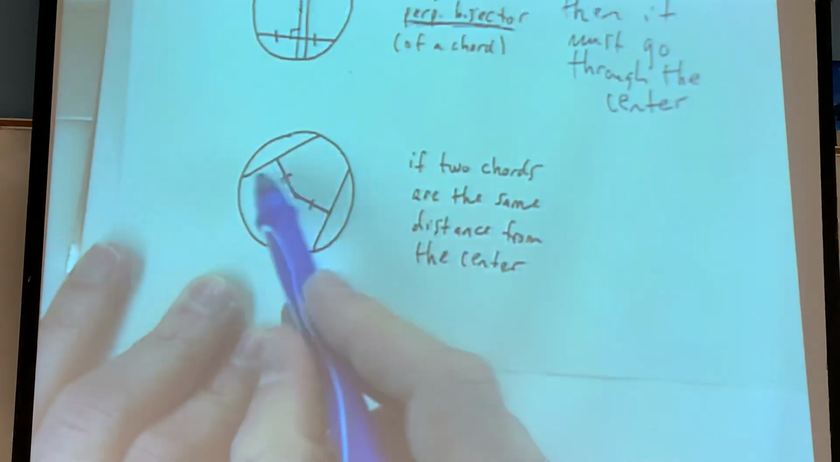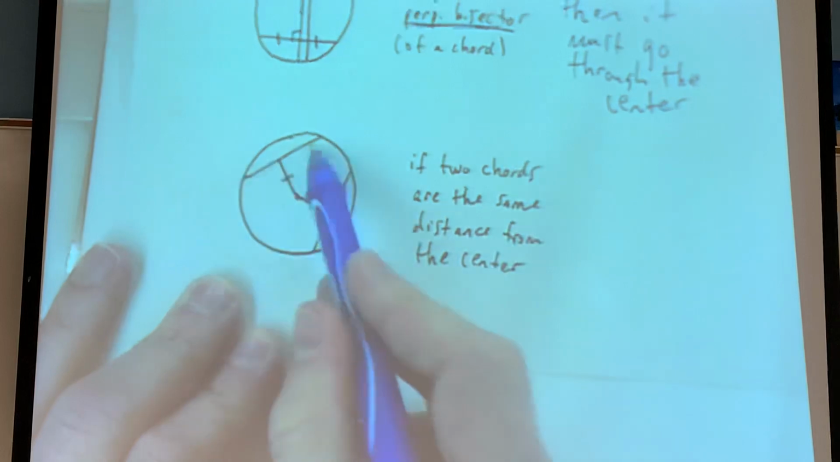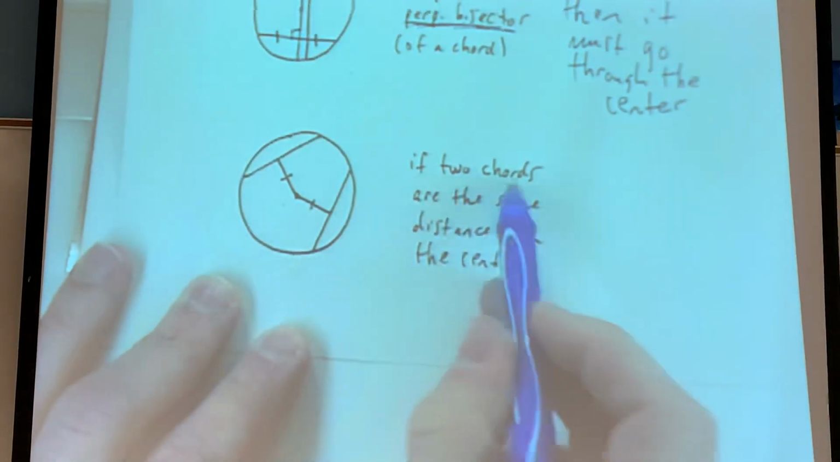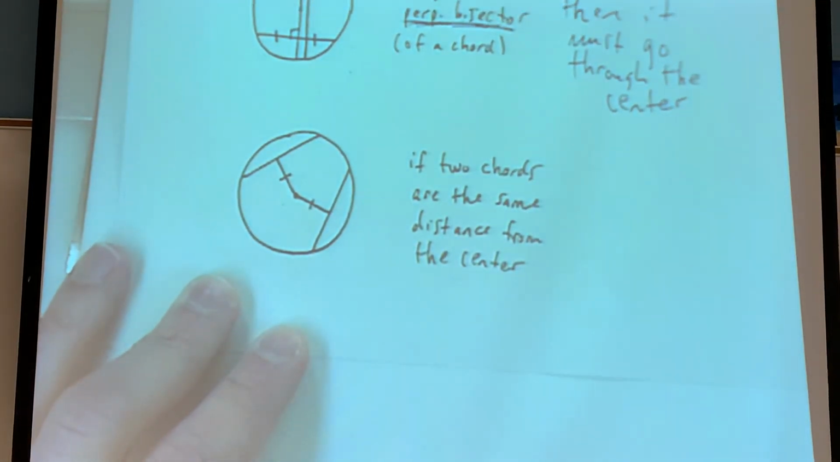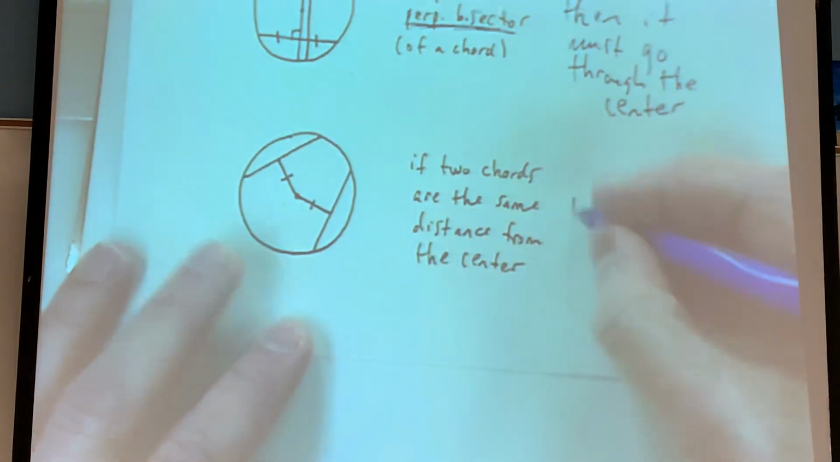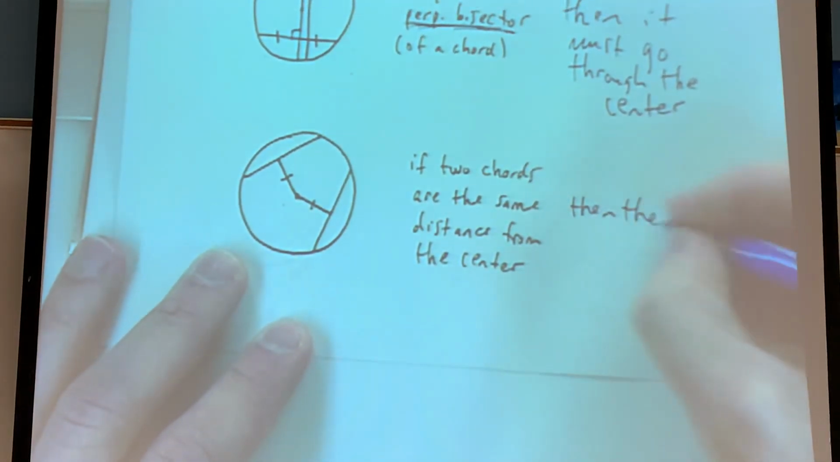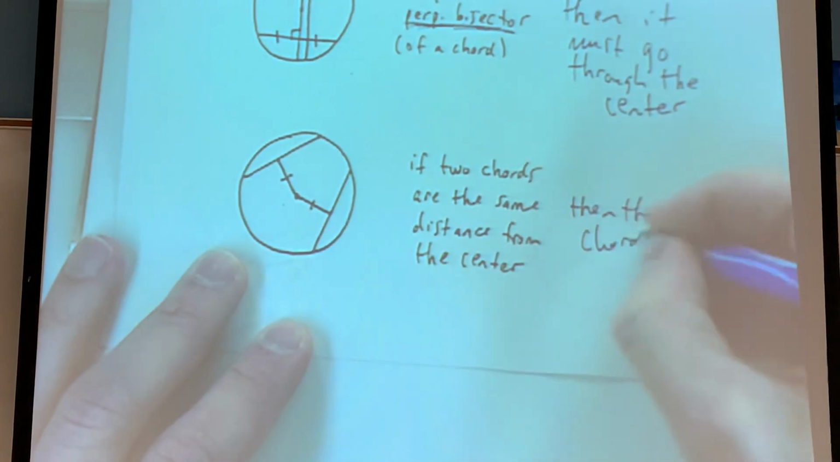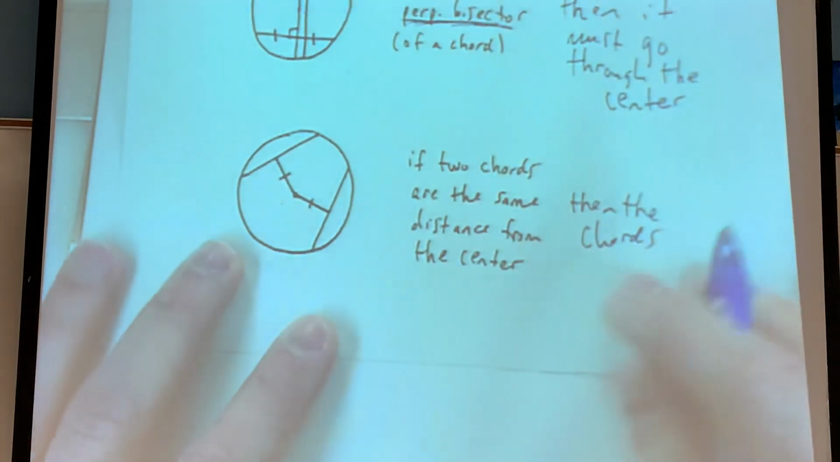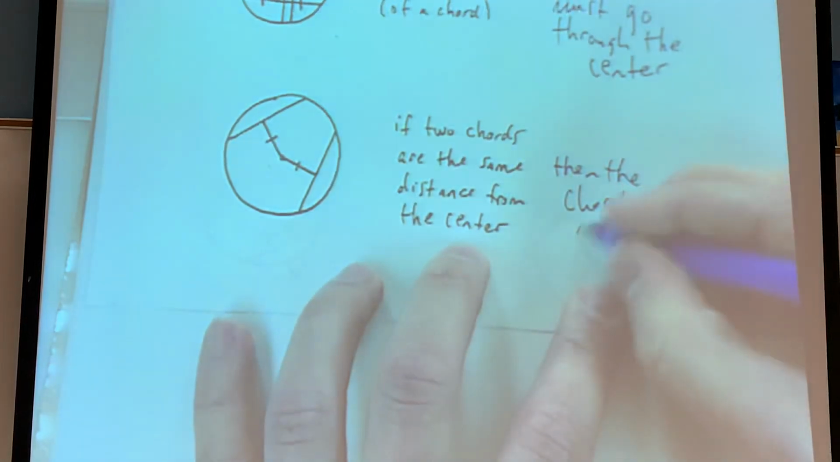So if you have a picture or diagram like that, where this if part holds, then it follows that the chords must be congruent to each other.